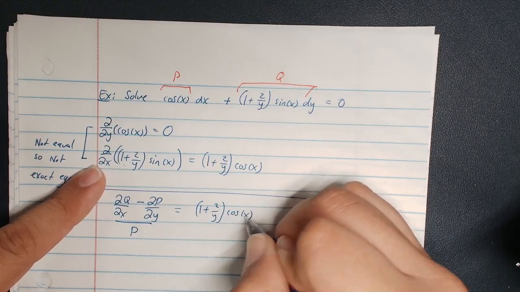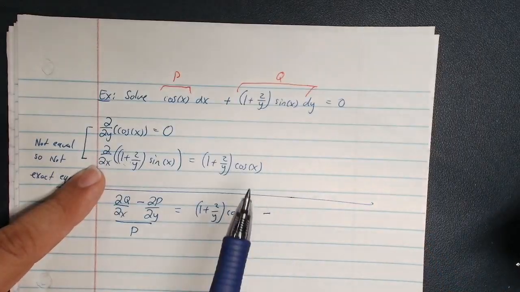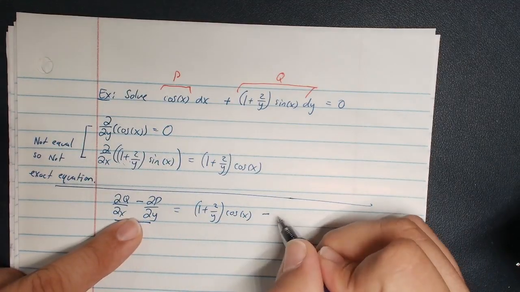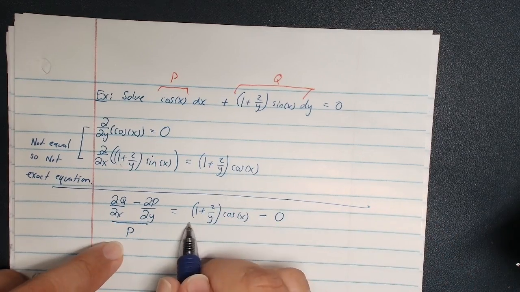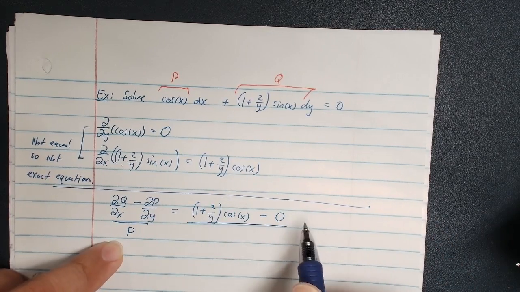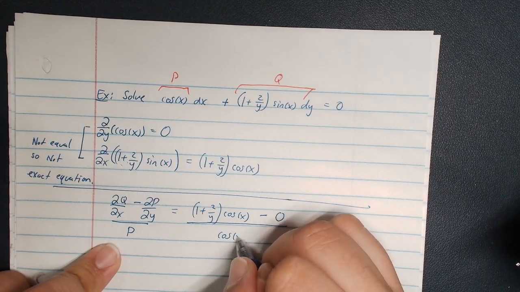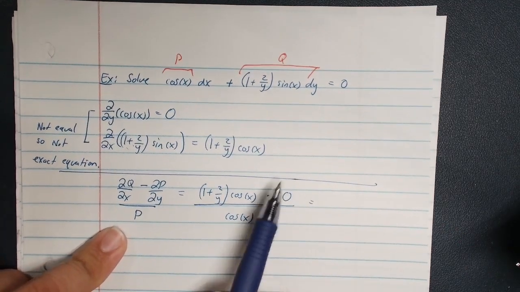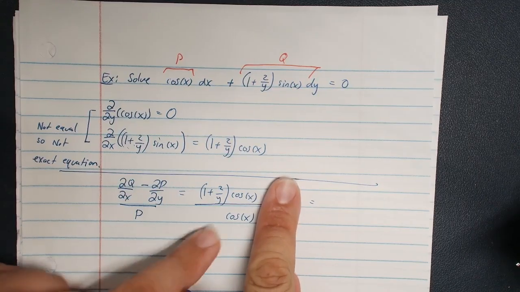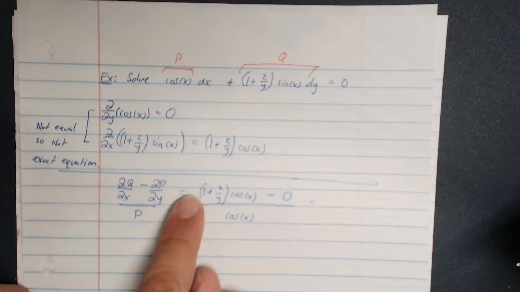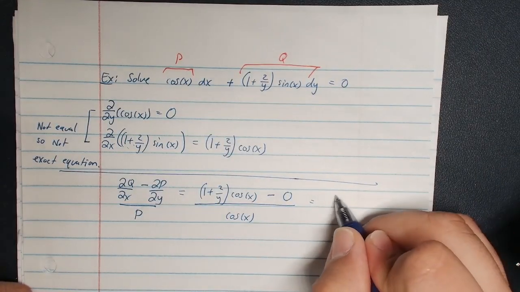cosine of x, minus the derivative of p with respect to y. We also just found that a moment ago. That was 0. And then we're going to divide that by the original p, by the original function cosine of x. Oh, well here, 0 doesn't do anything, so you could ignore that. Cosine of x divides cosine of x, and so all you're really left with is 1 plus 2 over y.